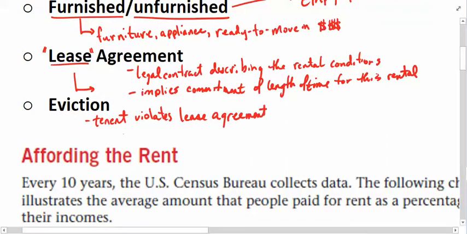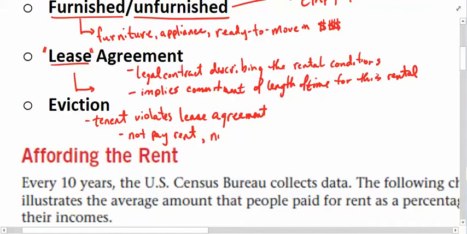And there are many ways that you can violate a lease agreement. It all depends on what you agree to in your lease. But the most common one is by not paying rent or not paying rent on time. So if you don't pay your rent, you can be evicted.